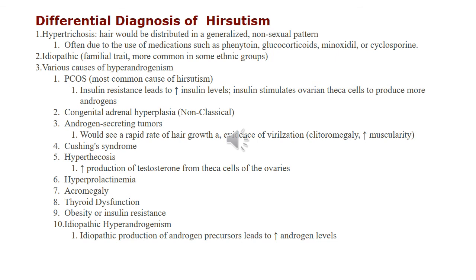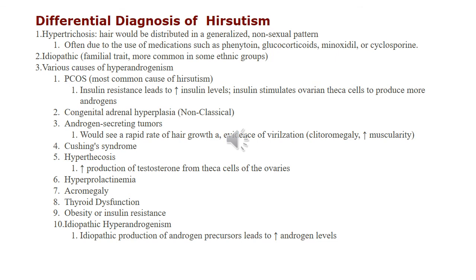Hypertrichosis: hair distributed in a generalized non-sexual pattern, often due to use of medication like phenytoin, glucocorticoid, minoxidil, cyclosporine, or sometimes an idiopathic familial trait more common in some ethnic groups. They have more hairy skin.